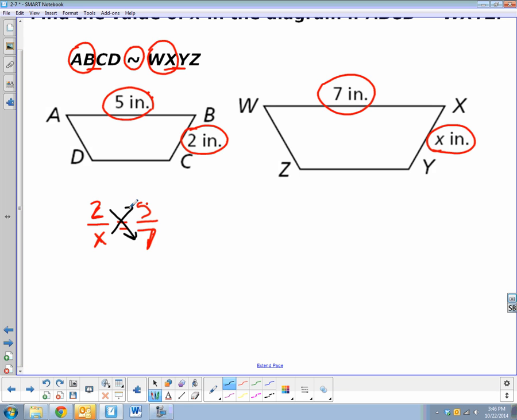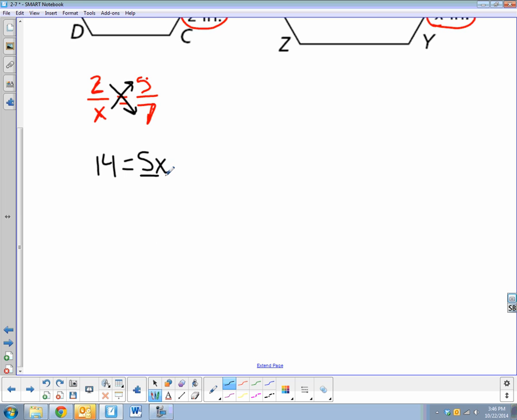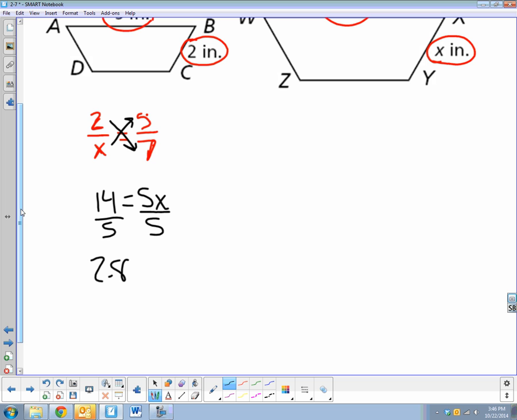So I cross multiply. I do 2 times 7 is 14, and 5 times x is 5x. And so I'm going to divide both sides by 5 to get x by itself. And so when I divide both sides, divided by 5, I'm going to get 2.8. Oh, and again, I need to label. So 2.8, I'm going to look back at my problem, x inches, so 2.8 inches. It's going to give my answer for x.